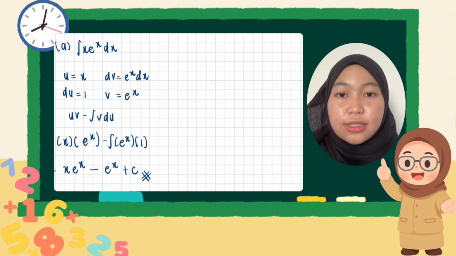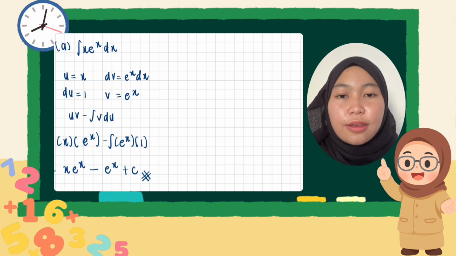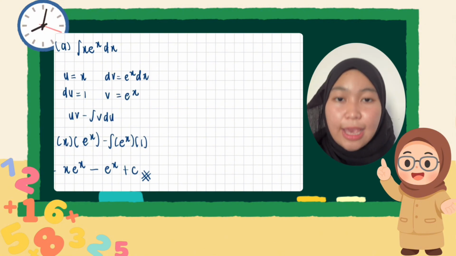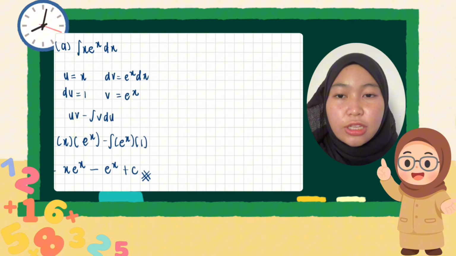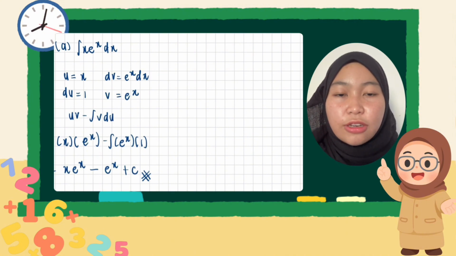Plugging these terms into the integration by parts formula gives us the expression. Since the integral of e^x is simply e^x, the equation simplifies directly to x e^x minus e^x. Finally, we add the constant of integration to complete the antiderivative, yielding the final answer x e^x minus e^x plus c.